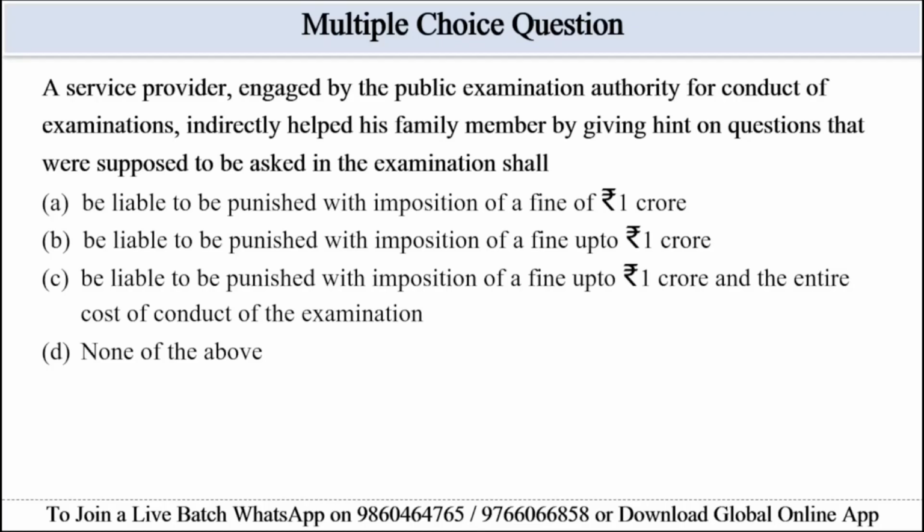Option B says be liable to be punished with the imposition of fine up to 1 crore. So this is partially correct but incomplete. The passage clearly states that in addition to the fine, the proportionate cost of examination shall also be recovered. This option misses the crucial part of the penalty. Option C says be liable to be punished with the imposition of a fine up to 1 crore and the entire cost of the conduct of the examination. This is also incorrect because of the word entire. The law specifies proportionate cost, not necessarily the entire cost. So the word entire makes this option too extreme and inaccurate. Hence option D, none of the above, will be the correct answer here. So we can move to the next question.